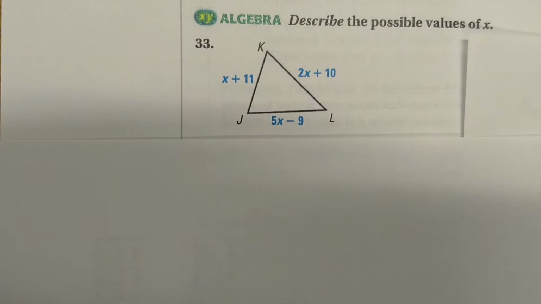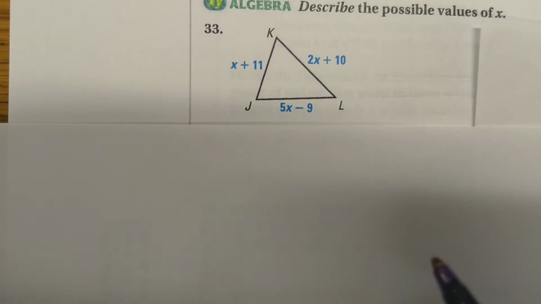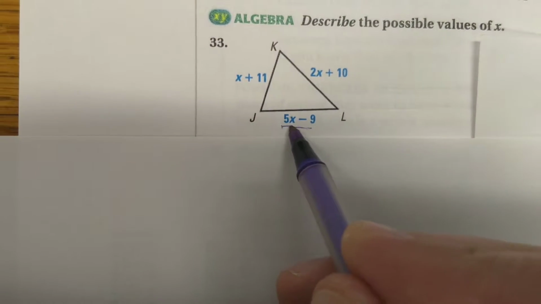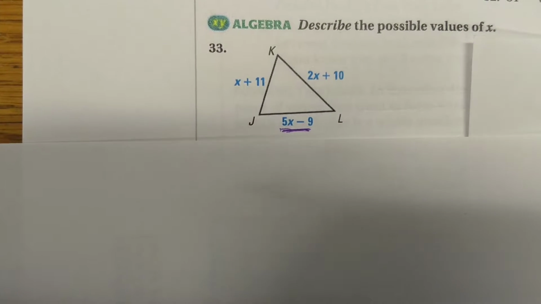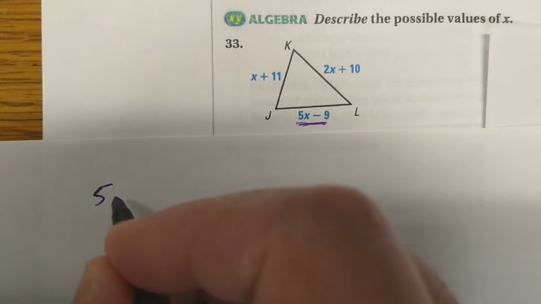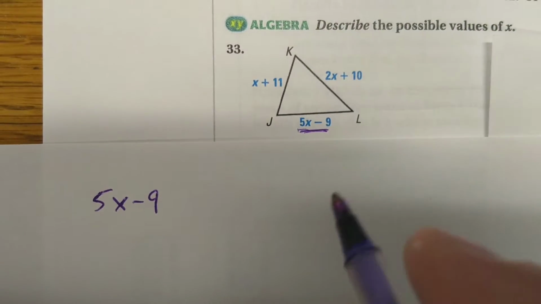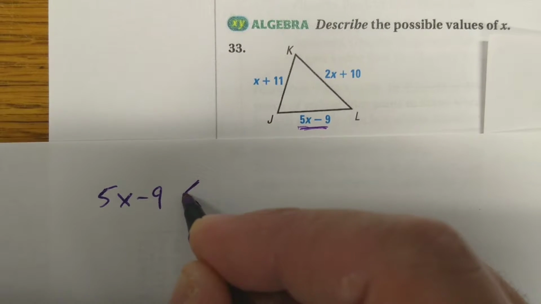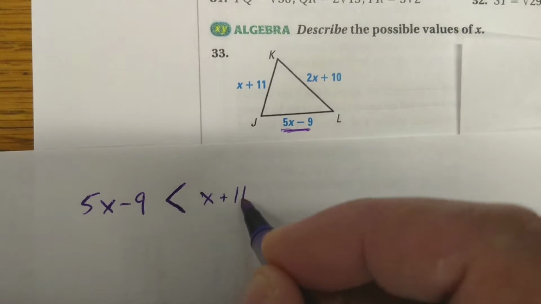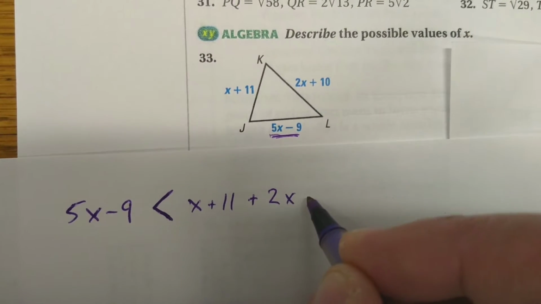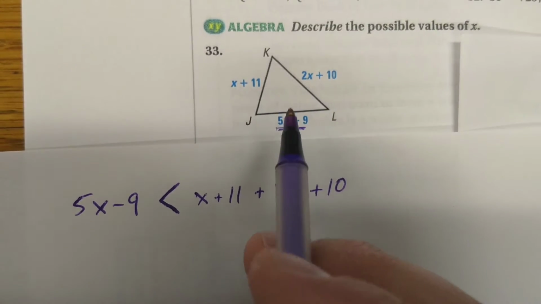And so we're going to set up two possible scenarios, and it doesn't really matter which one you pick as long as you do this the same way. For the first scenario, let's just say that 5x minus 9 is the largest side. I don't really know if that's true or not because I don't know what the value of x is. But if 5x minus 9 is the largest side, then in order for this to actually be a triangle, the other two sides combined have to be larger than it. So I could say the other side of x plus 11 added to the last side of 2x plus 10 have to be larger than this side. I know that's got to be true because I've got a triangle.